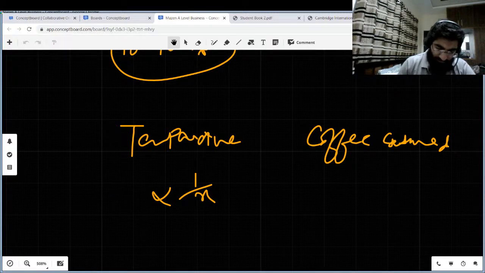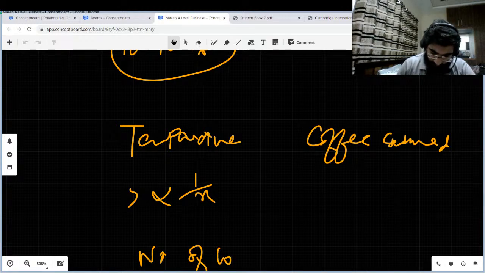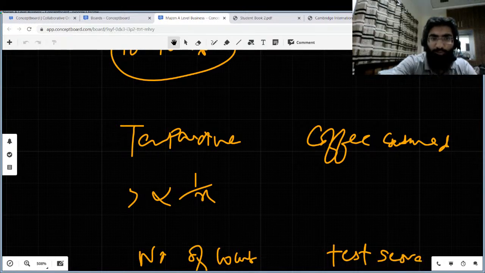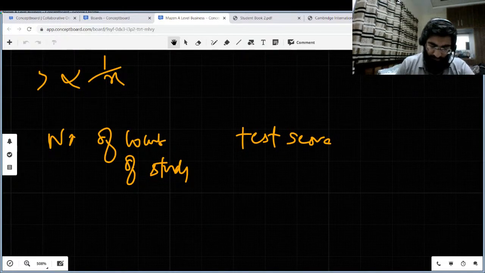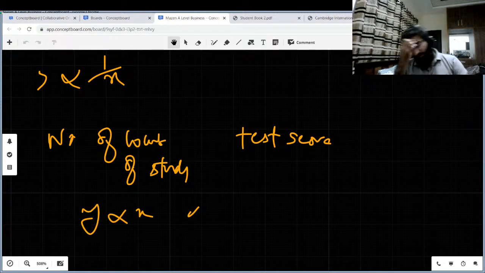There could be a direct correlation as well. For example, the number of hours of study and test score. The more you study, the higher the scores are. Y is directly proportional to x.